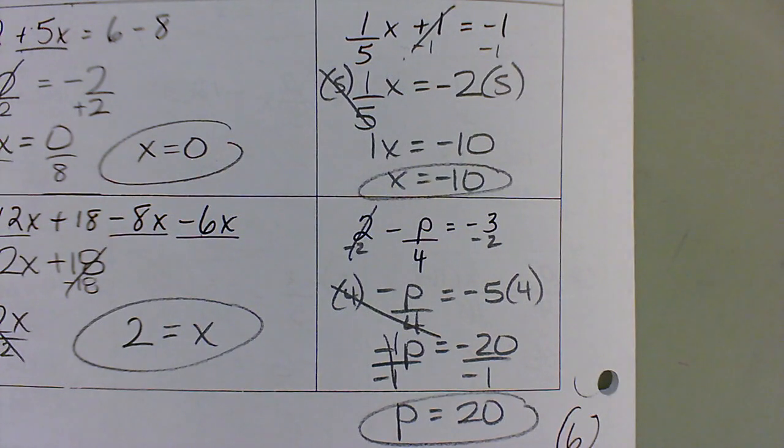Okay, when you're done, take a look at it. Did you do the steps? Okay, make sure you're showing each of the steps. That's where you're going. Negative 20.